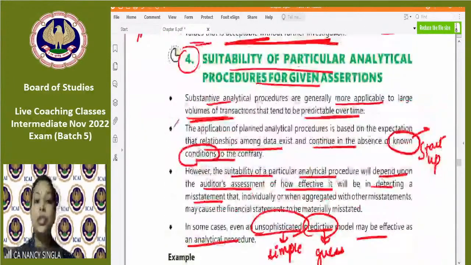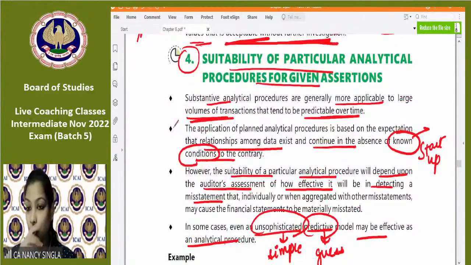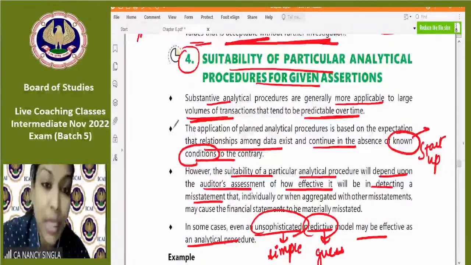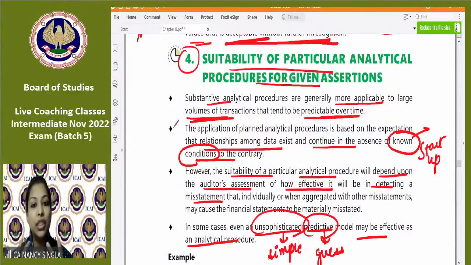Now, the first point: suitability of particular analytical procedures. देखो, for all those who are saying, ma'am, how to learn? See, अभी what I'm doing, I'm just telling you the keywords. बाकी तो I'm using my connecting language, na? My connecting words. So let's see, अगर suitability पे आता है, तो what you will write.